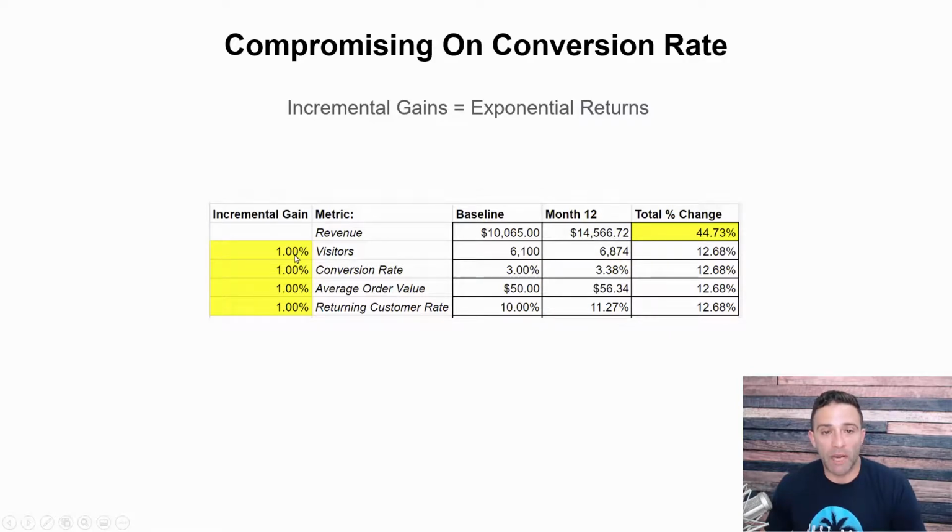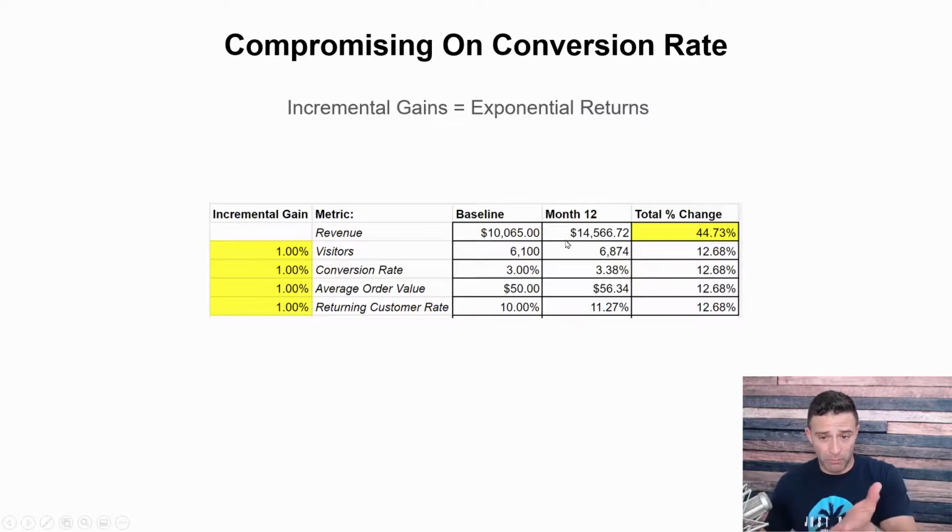So by just focusing every month on bumping these up 1%, because they compound on each other, you end up getting almost a 45% increase in revenue. By just increasing this by 1% every month, you get an almost 45% increase in revenue. And not to mention, because you have a business that's doing almost $4,400, $4,500 more money per month, that dramatically impacts the valuation of your business.